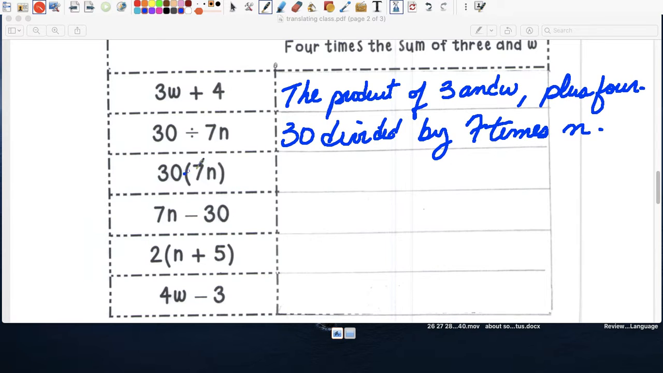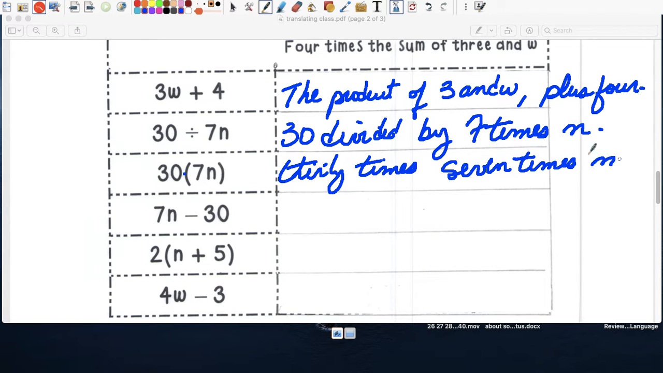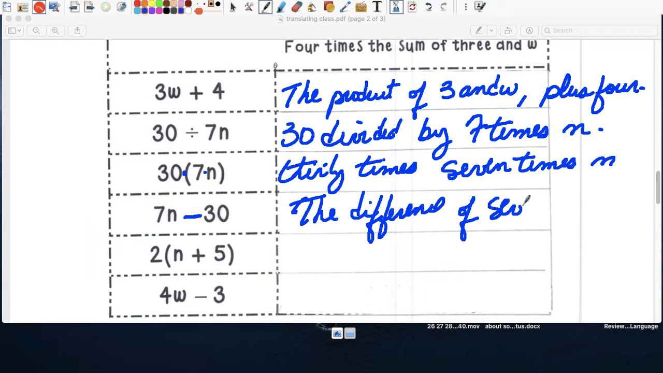This is, again, product. There's a multiplication here, so we can say 30 times 7 times n, because there's a multiplication there. 7n, the difference, so let's use a difference. The difference of 7 times n, and 30.